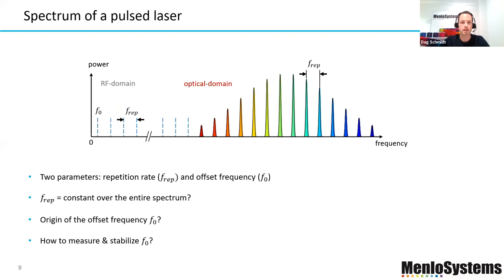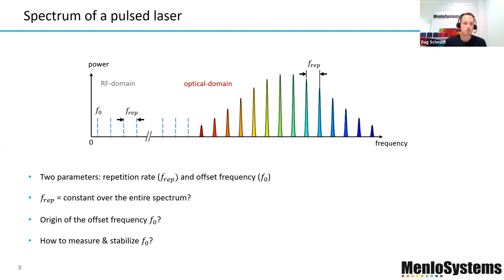The spectrum of a pulse laser can be completely characterized by two parameters: the repetition rate, which gives you the spacing between these spectral lines, and an offset frequency. So what is this offset frequency? Well, if we extend the spectrum down to the RF domain and down to the real frequency zero, then the first mode here, the f0 mode, will not hit zero in general. We will see on the next slide where that is the case.